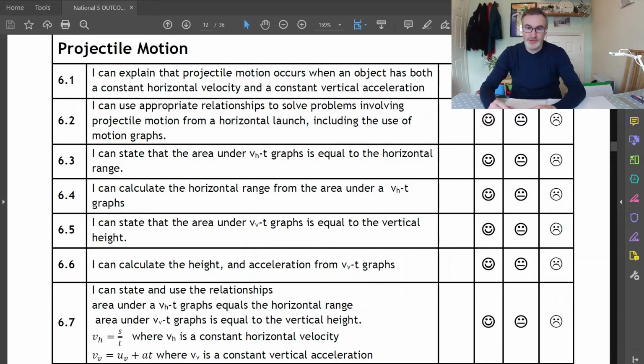And then we can also use this equation, which you may or may not remember, but it's a rearrangement of the acceleration formula. And so we have VV, so vertical velocity, is equal to initial vertical velocity plus acceleration times time. So V equals U plus AT. And it says where VV is a constant vertical acceleration. This is a misprint. It should say where A is a constant vertical acceleration.